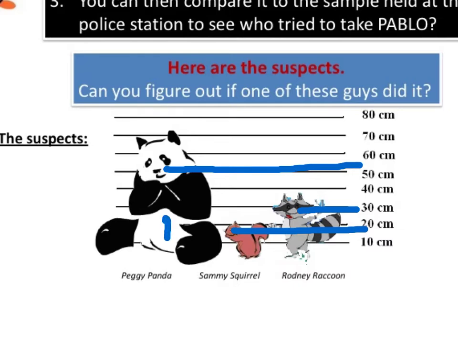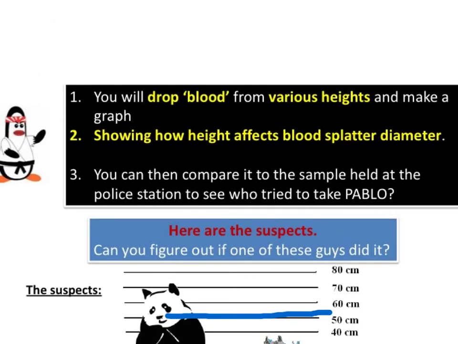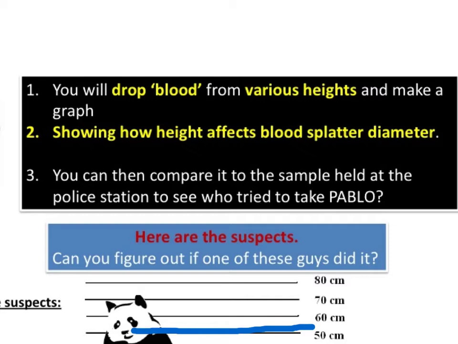Now, as you can look up here, what you're going to end up doing is you're going to drop blood from various heights, and then you're going to use that to make a graph, and then you're going to show how the heights affect the blood splatter diameter, and you can then compare it to the samples held at the police station to see who tried to take Pablo.